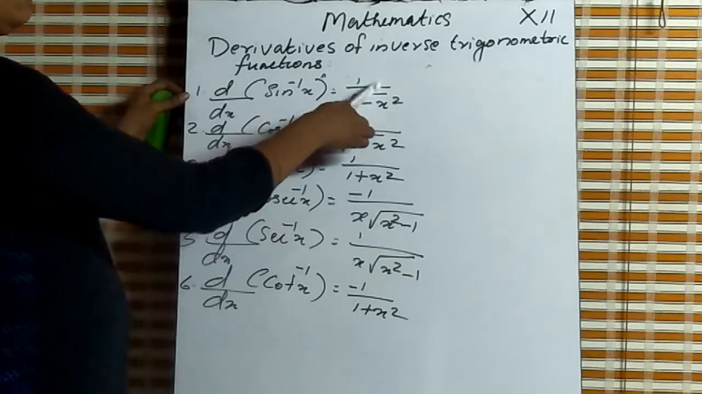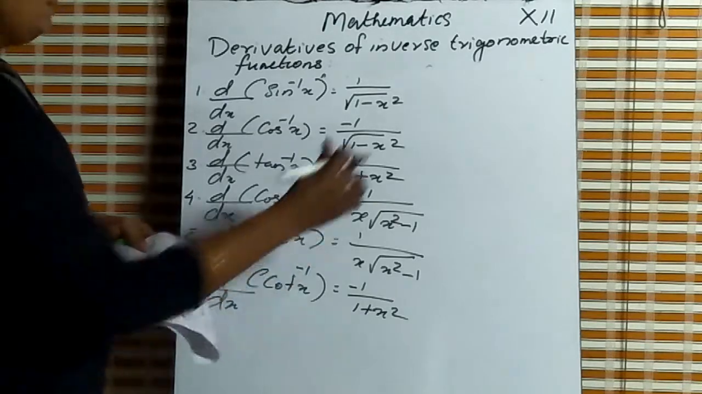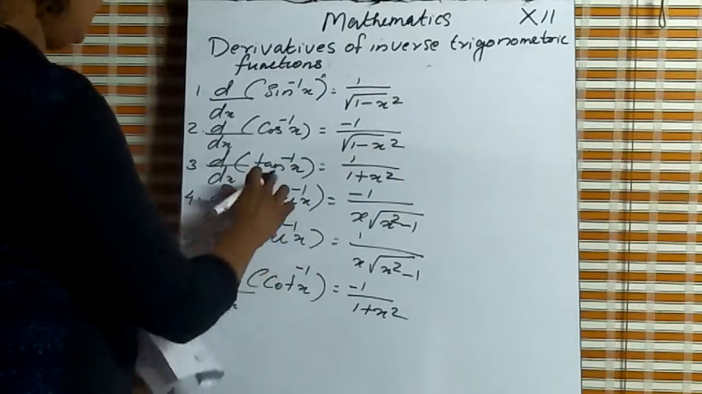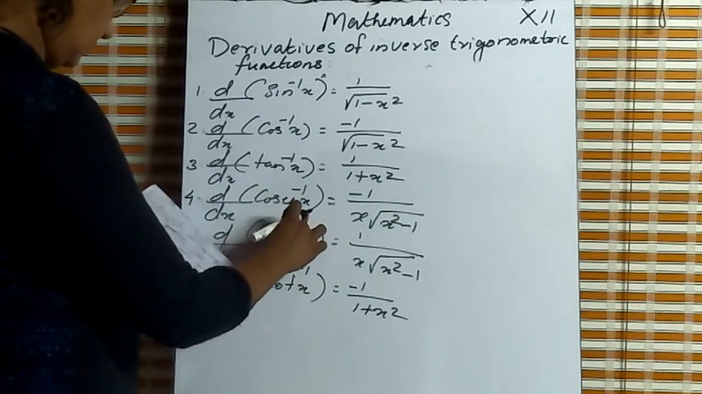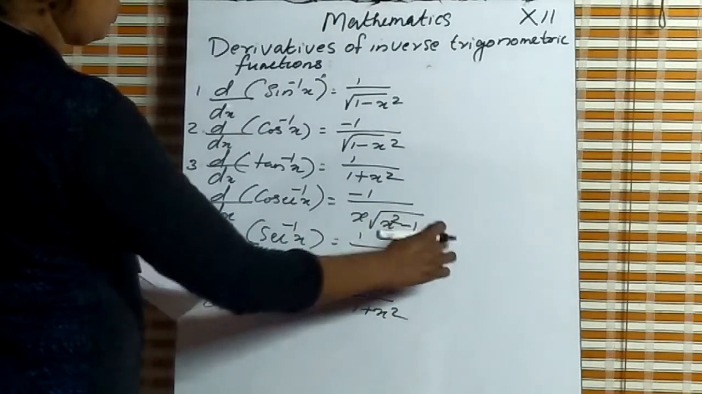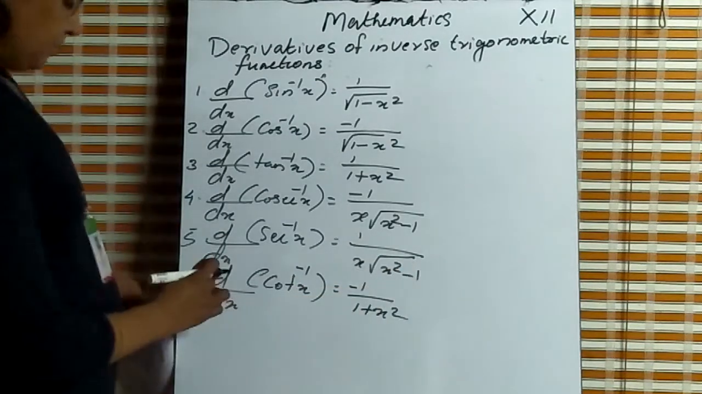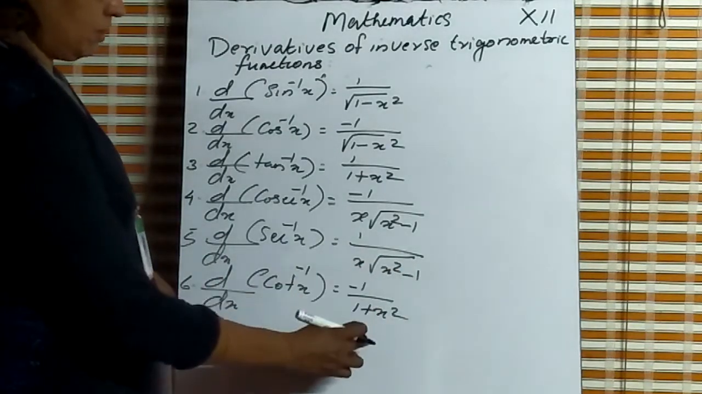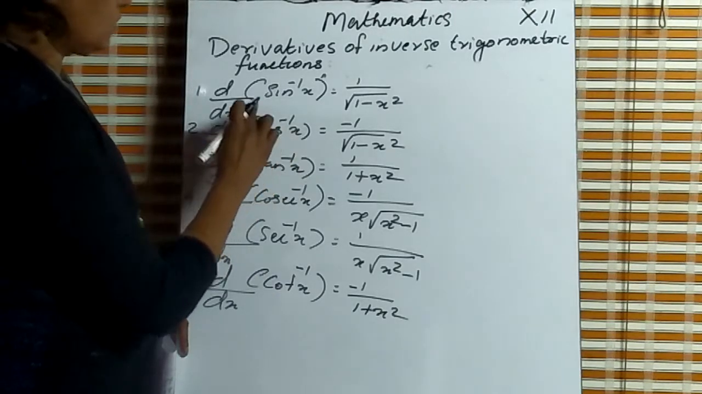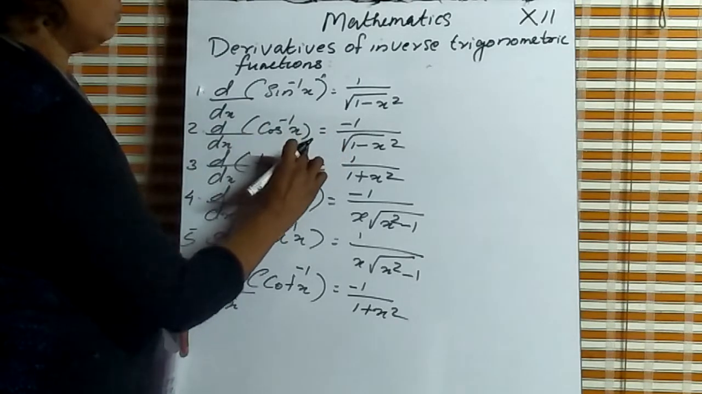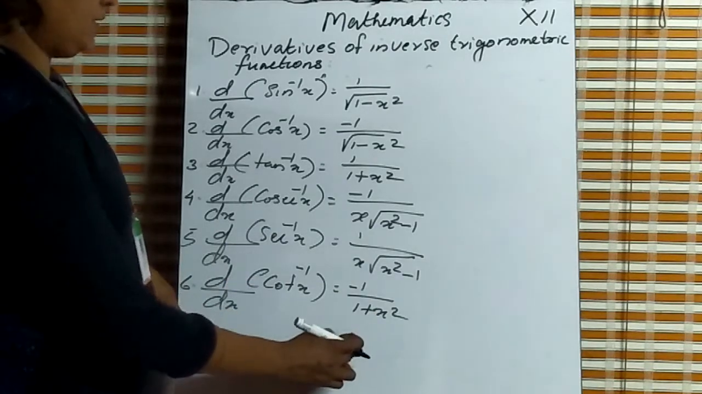Listen: sin inverse x, 1 by root of 1 minus x square. And d by dx of cos inverse x, minus 1 by root of 1 minus x square. And d by dx of tan inverse x is 1 by 1 plus x square. And d by dx of cosec inverse x is minus 1 by x into root of x square minus 1. And d by dx of sec inverse x is 1 by x into root of x square minus 1. And d by dx of cot inverse x is minus 1 by 1 plus x square. Here the answers of the co-ratios are negative: cos inverse x minus, cosec inverse x minus, and cot inverse x minus.